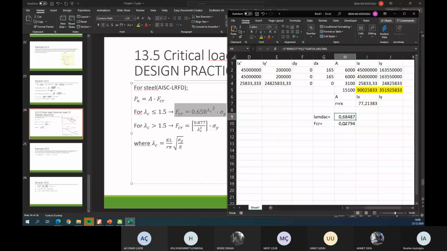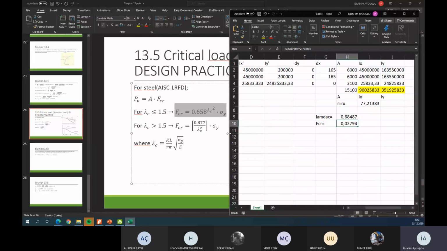So, did we make a mistake somewhere? Okay, this is the gigapascal. So I computed the Fcr. Okay, Fcr like this. So I need to compute the Pn.